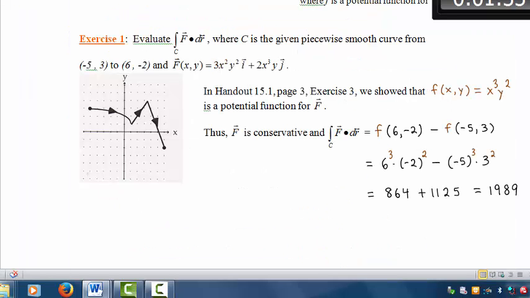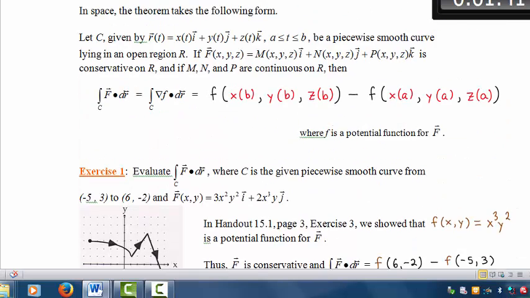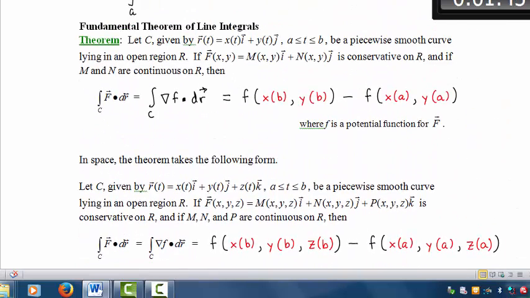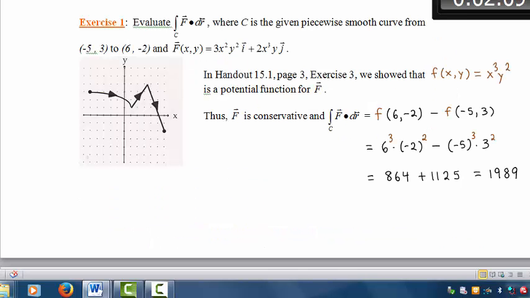So, since F, the vector field, is conservative, by the fundamental theorem of line integrals, the value of the line integral is found by evaluating the potential for F at the endpoint minus evaluating the potential function at the initial point. So we have to make sure that we are noting the orientation of C. Back in 15.1, we found this function, lowercase f, to be a potential for the vector field, capital F.